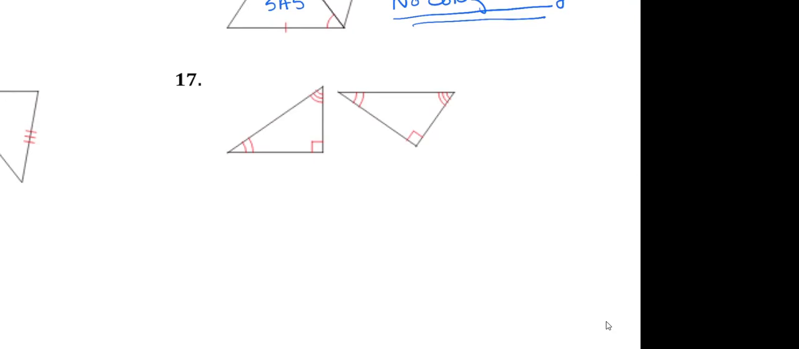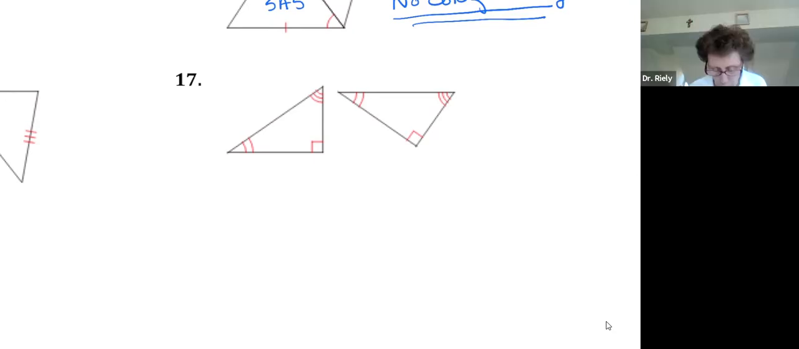No. If there are no sides marked, even though you are correct to consider it a candidate for HL, HL requires you to know that this is the same as this and that one of the legs is the same. Since they didn't mark anything and only gave you three angles, you have to say no congruency because you don't have enough information.